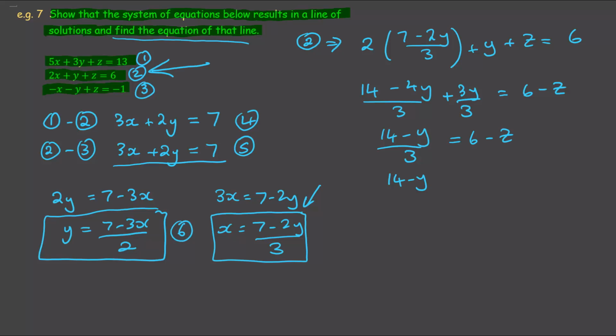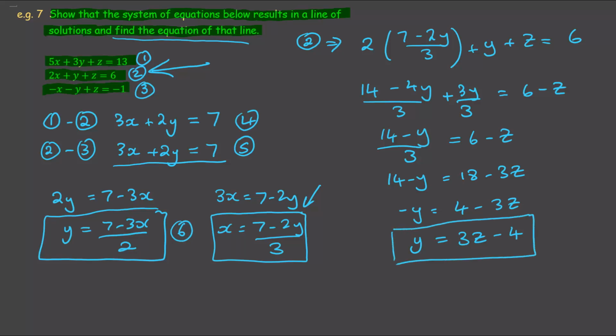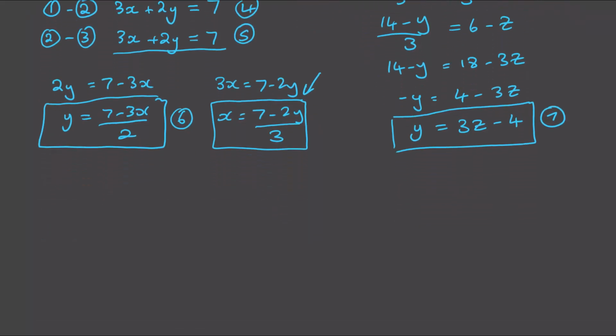So 14 take away y would be 18 take away 3z. Negative y is then 4 minus 3z. So y is equal to 3z take away 4. And I'm going to call that one number 7. And if we look at 6 and 7, they both say y equals. One of them's in terms of z, the other one's in terms of x. So we can say 7 take away 3x over 2 is equal to y, which is equal to 3z take away 4.